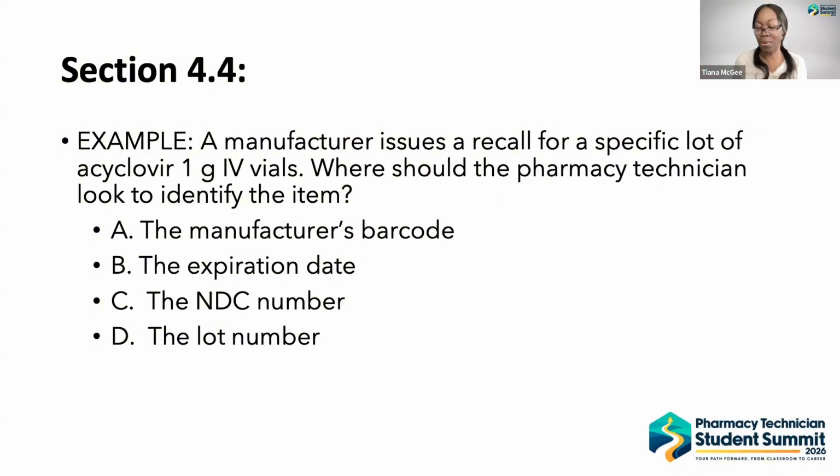We don't want drug waste because we didn't place something where it should be, in the refrigerator or whatever. All right, so an example for this would be a manufacturer issues a recall for a specific lot number of acyclovir 1 gram IV vial. Okay, recall. Something's wrong with this drug. Where should the pharmacy technician look to identify the item? So, are we looking at the manufacturer's barcode, where we scan the bottles? Are we looking at the expiration date? Are we looking at the NDC number? Or are we looking at the lot number? Which one?